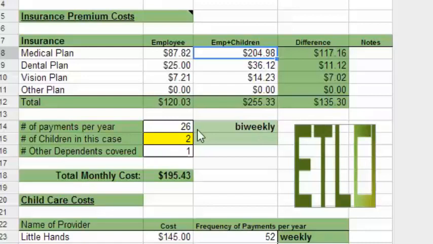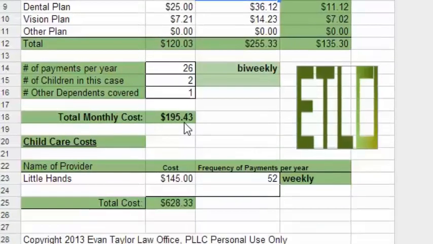The next thing you need to do is put in the number of children. In this case, we have 2. And also if there are any other dependents, such as a spouse or a child that's not from this case, you need to put them in, because the calculator needs to know the number of dependents, especially when we're dealing with a plan that's employee plus family. The calculator figured out that the monthly cost for the children only is $195.43.